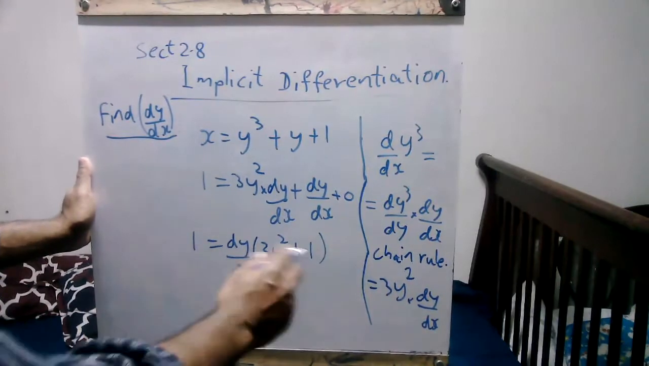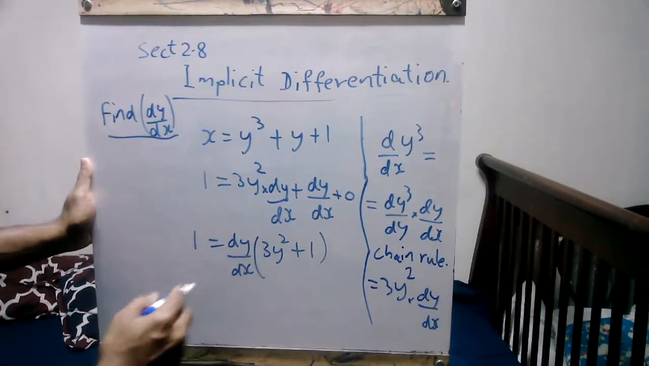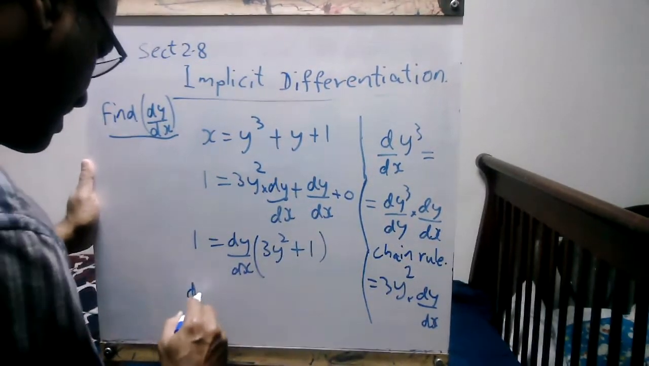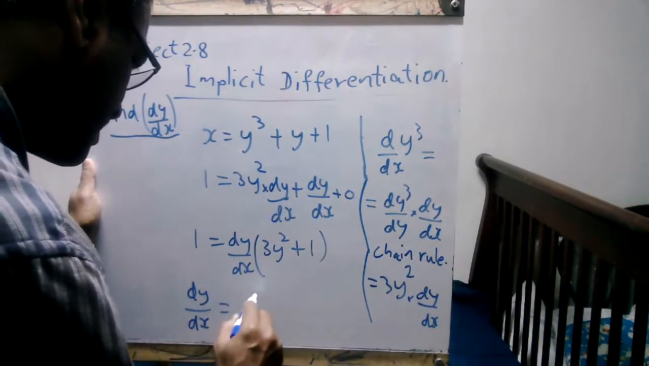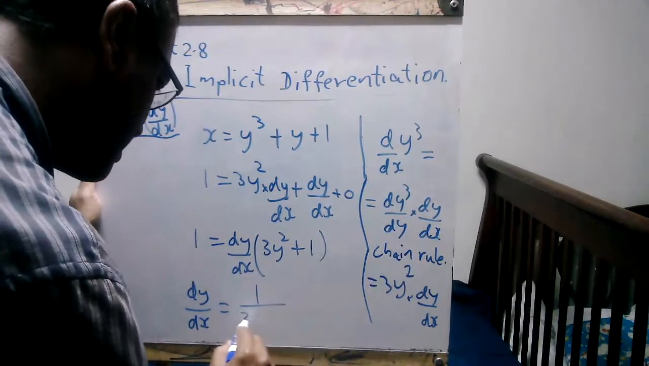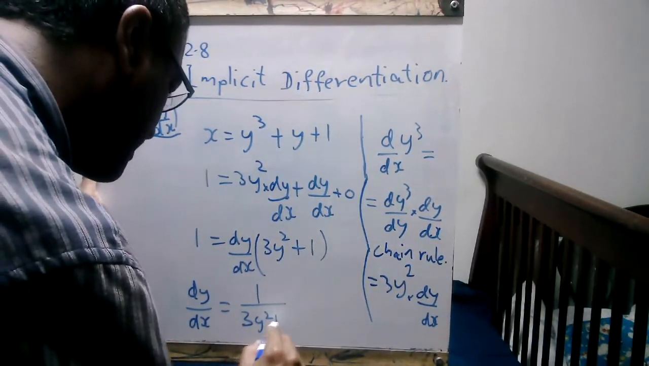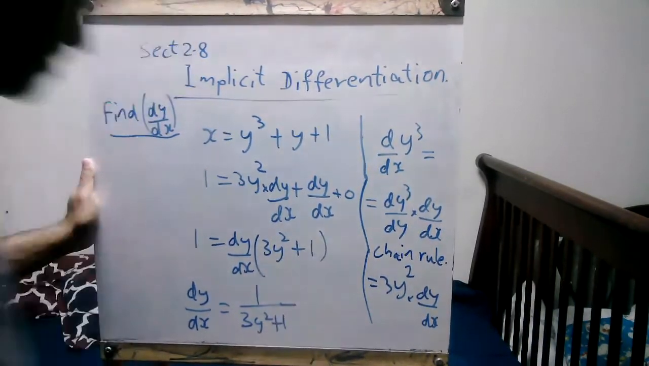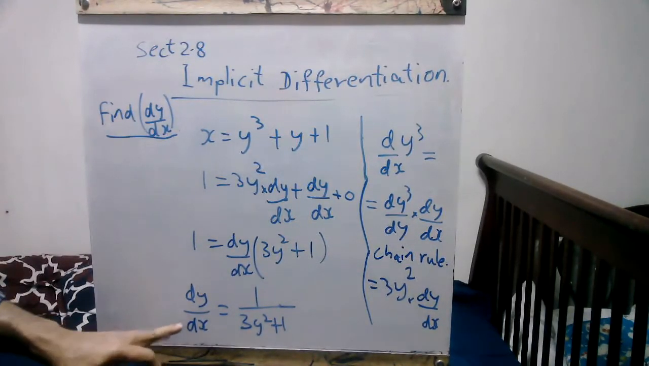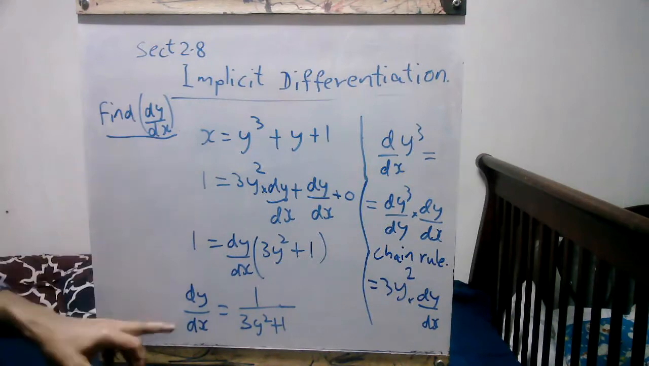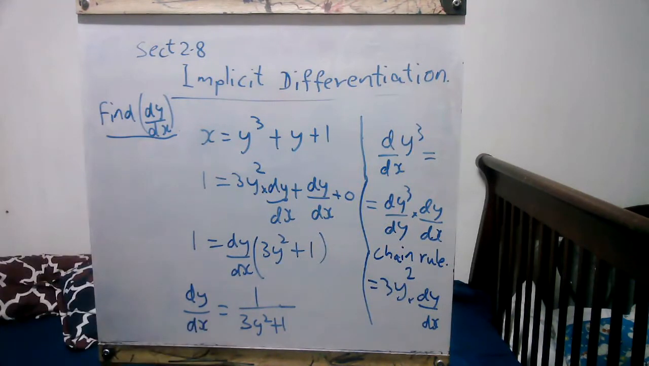Then divide both sides by 3y square plus 1. We get dy/dx equals 1 over 3y square plus 1. Right? That's our answer to the question, dy/dx. Get it? Let's see another example from the book.